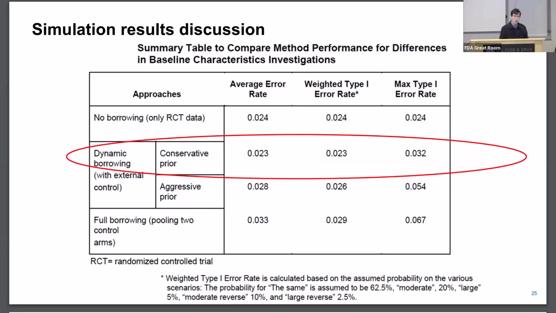So in conclusion, we found that in general, the dynamic Bayesian with the conservative half Cauchy prior was able to have a good average error rate, weighted type 1 error rate, and a slightly inflated maximum type 1 error rate, but is the most conservative one that we observed, much better than the aggressive as well as the full Bayesian scenario.